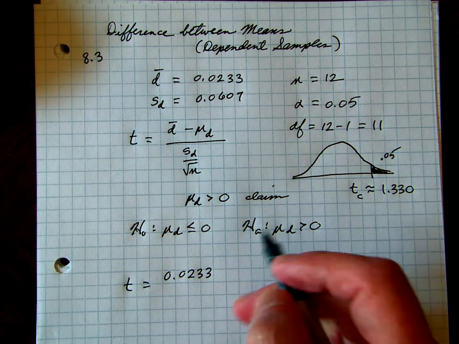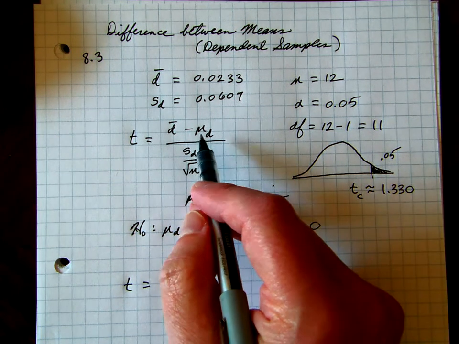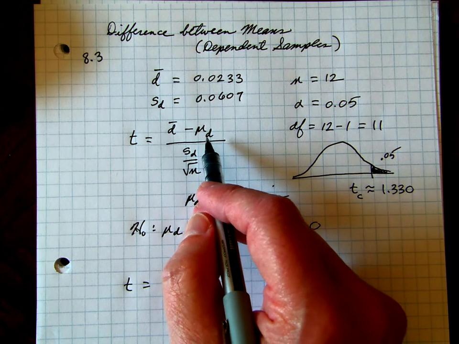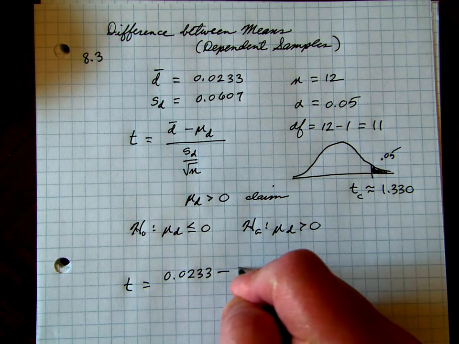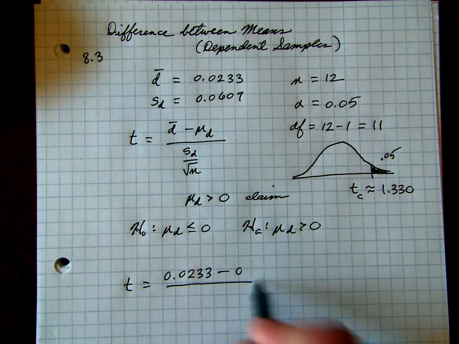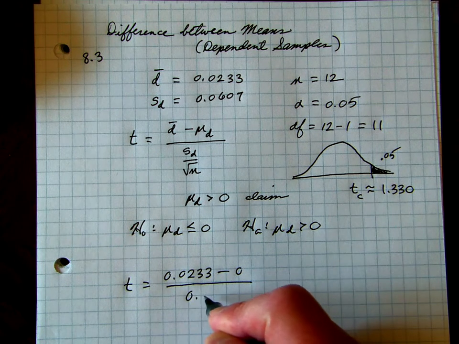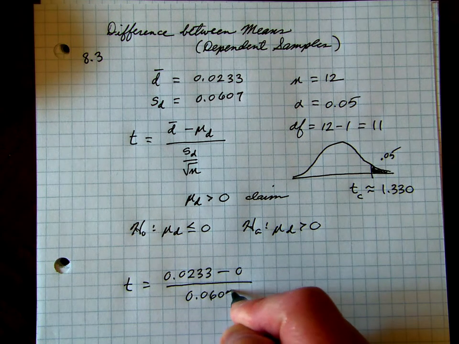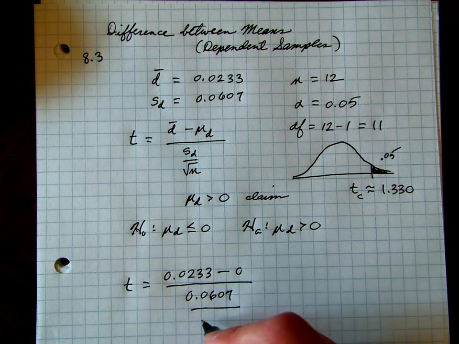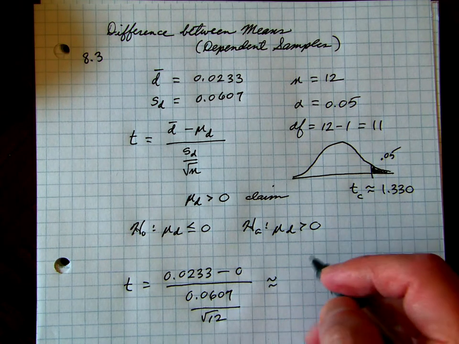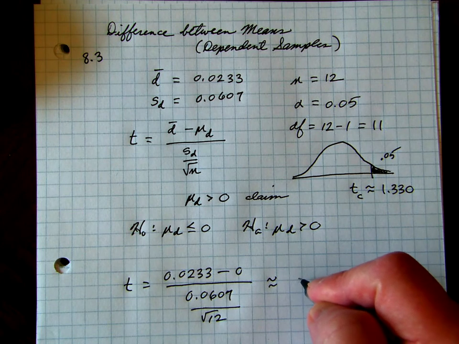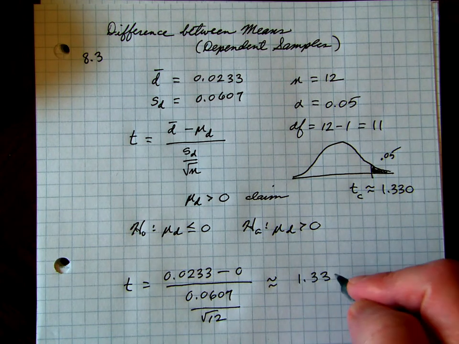All right? So when we compute our test statistic, we've got 0.0233, subtracting population mean, well, that's 0. That's assuming no change. And down below we have 0.0607 divided by the square root of 12. And we end up with a number that's very close to 1.330.